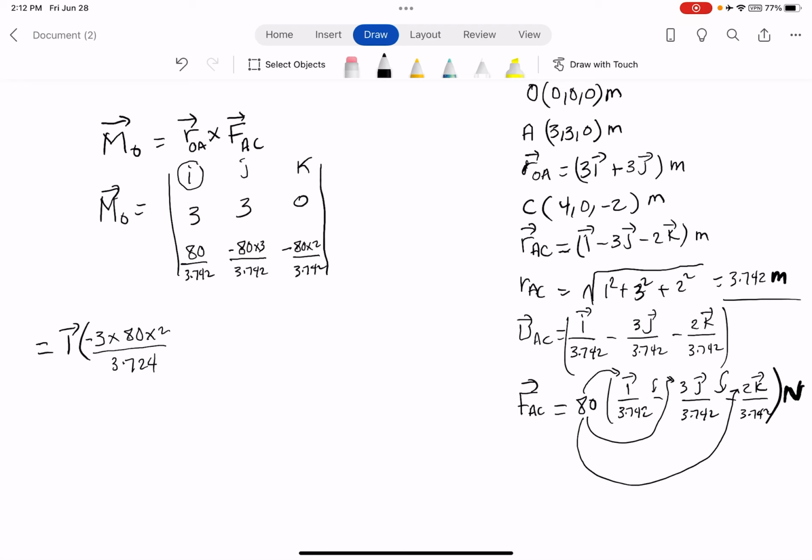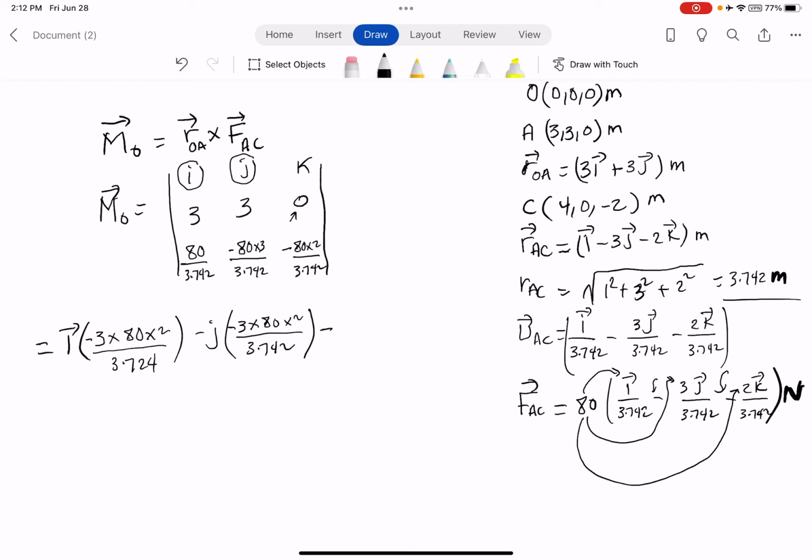Three times that, and the 0 is not going to be included because it's a 0. Then you put the J, the next one, minus J, 3, of course it's going to be minus, times 80 times 2. The other one is 0, you don't have to account for that.